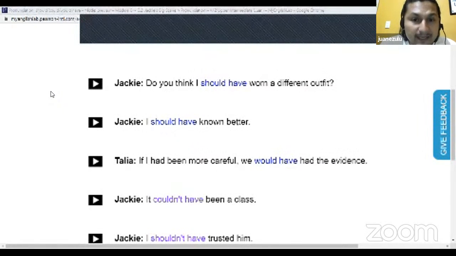Okay, so when speaking, we do not usually say "should have worn." We say "should've worn," okay? This is very important because in the second half of the class, you are going to be practicing and recording your voice with this pronunciation. So it is crucial that we understand should have, would have, could have. Number 2. I should have known better.